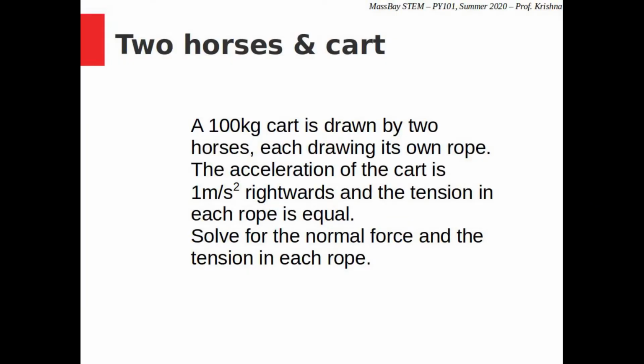Consider this puzzle. A 100 kilogram cart is drawn by two horses, each drawing its own rope. The acceleration of the cart is 1 meter per second squared rightwards, and the tensions in the two ropes are equal. Solve for the normal force on the cart and the tension in each rope.